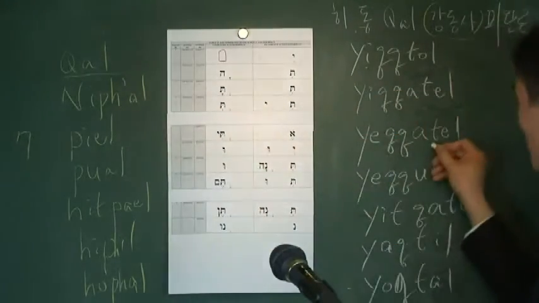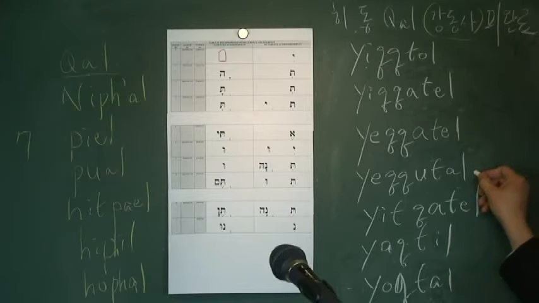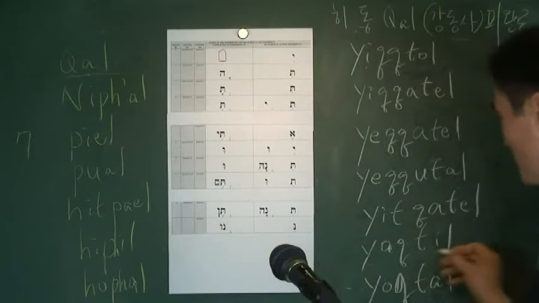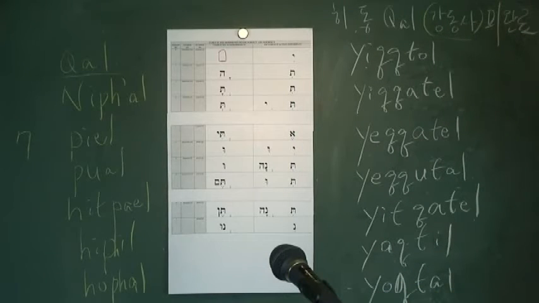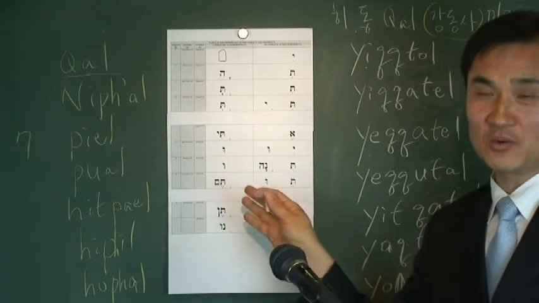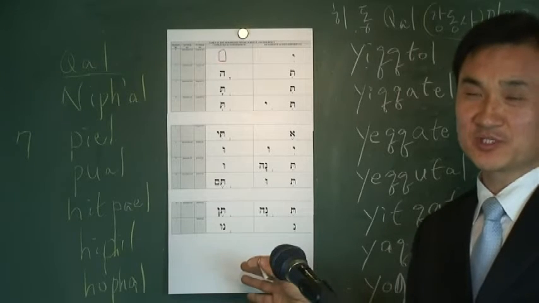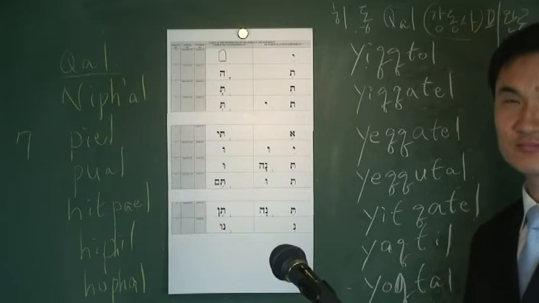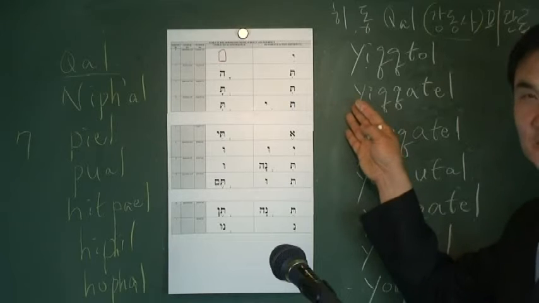Kal yiktol, nifal yikatel, piel yekatel, pual yekutal, hitpael yitkatel, hifil yaktil, hofal yoktal. When you memorize them, be sure to memorize them in this order: kal, nifal, piel, pual, hitpael, hifil, hofal.